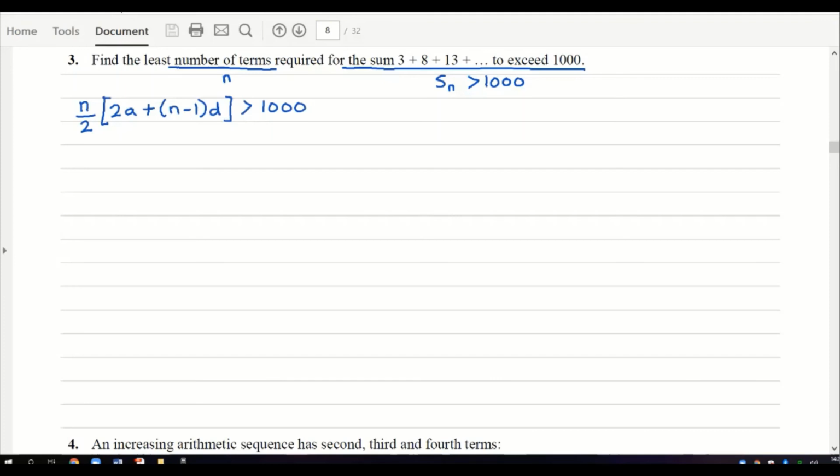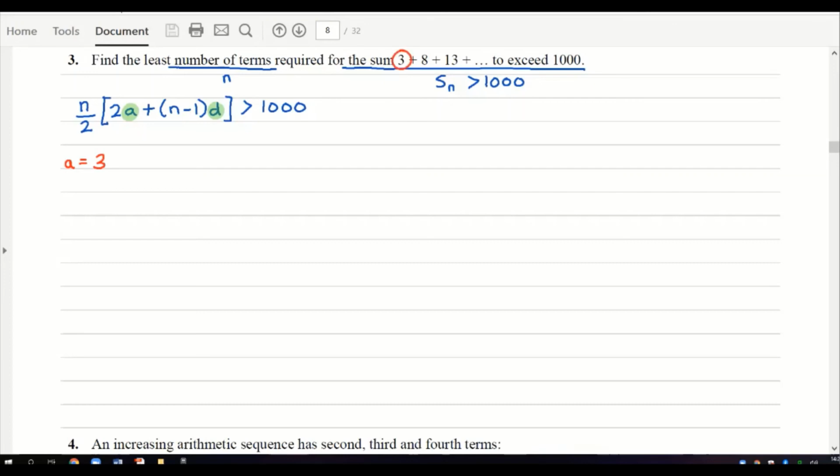Well, we need to find a, and we need to find d, and everything else will be in terms of n, in the inequation or inequality. So let's write down what a is. That's the easiest one, isn't it? It's the first term, which is 3, given to us.